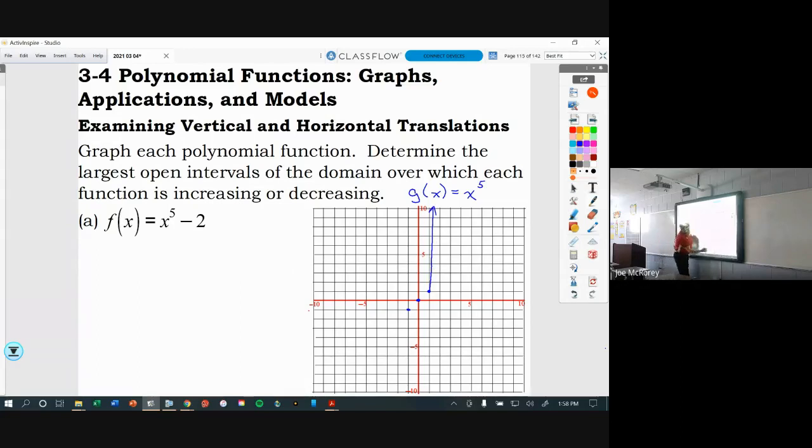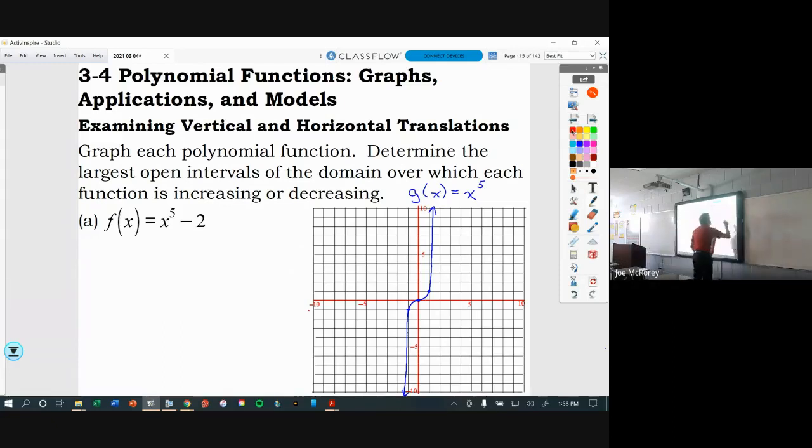Just like over here, to get to negative 32, it is super, super steep. And because this is to the fifth power, it's going to get close to the x-axis really fast and look kind of flat there. So it's coming up here, kind of looking flat, and then taking off there. That is approximately what the graph of x to the fifth looks like.